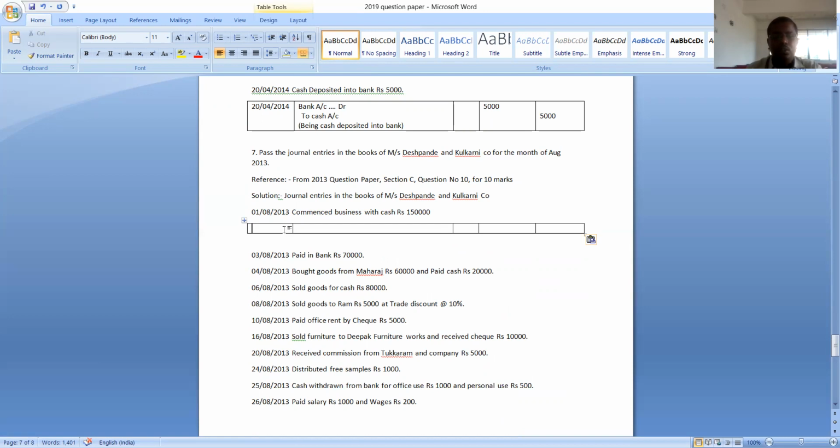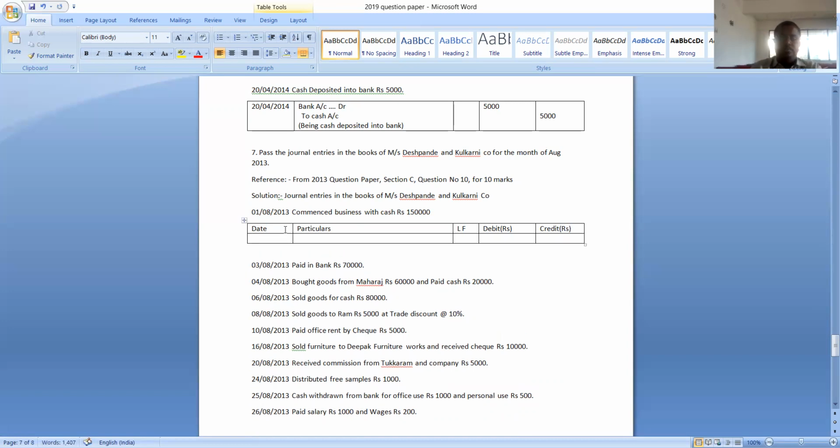How many columns will come? Five columns will come. Here, first column is meant for date. Second column is meant for particulars. Then, third column is meant for ledger folio. Fourth column is meant for debit in bracket rupees. And next one, credit in bracket rupees. Understood? Okay.